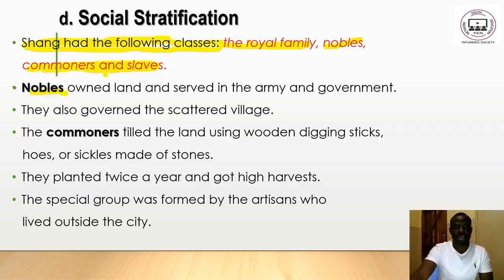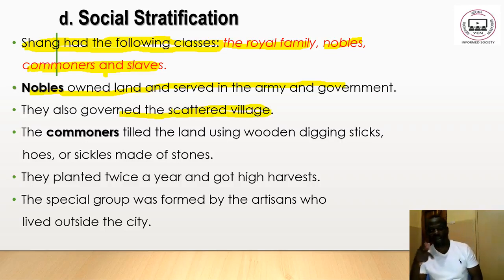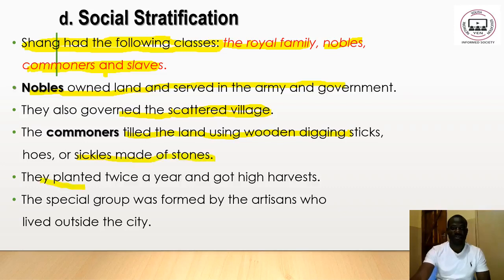So the nobles owned land and served in the army and the government, and they were also looking after the different villages in different areas. So those were the nobles. While the commoners were the ones tilling the land. They were using wooden hoes, and sickles that were made of stones. And they planted twice a year, and they got a very high harvest.